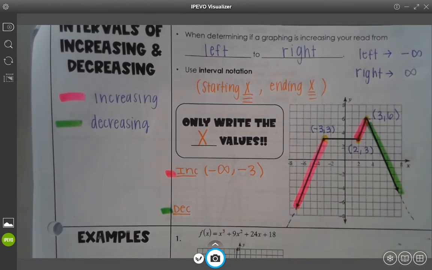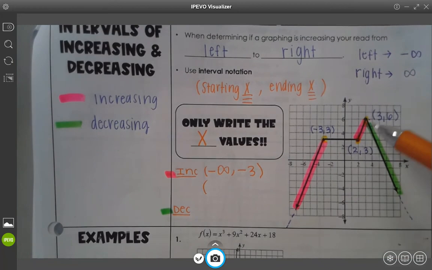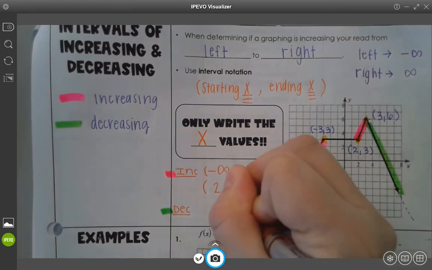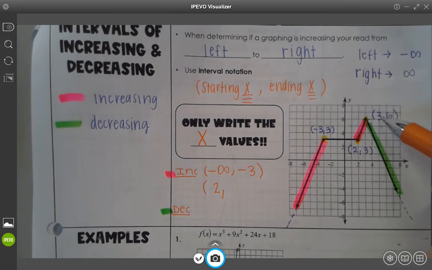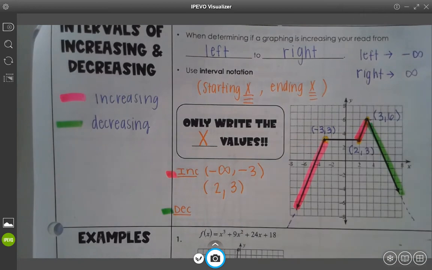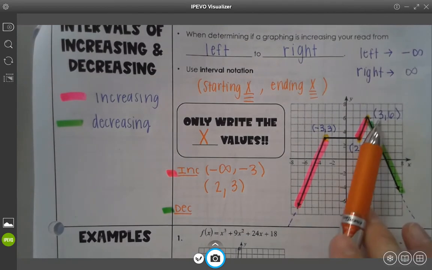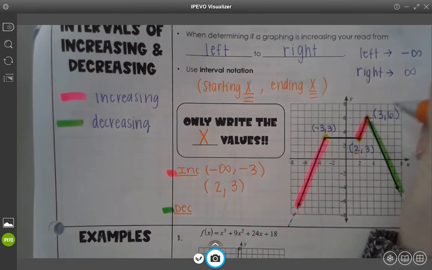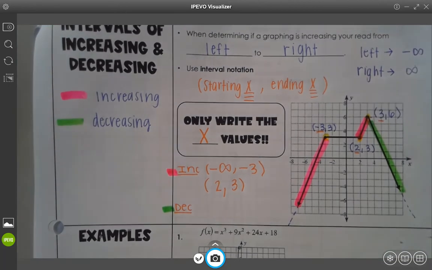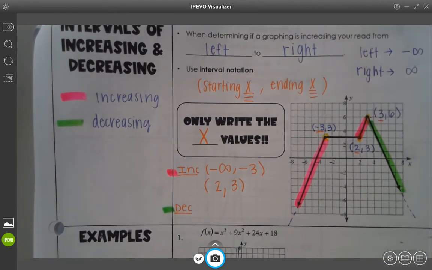I have another increasing interval right here. Where does this one start? Do I put both of those numbers? Just the 2. So it starts at 2 and it ends at 3. Starting x, ending x. So we only use the x values. That's all for increasing.